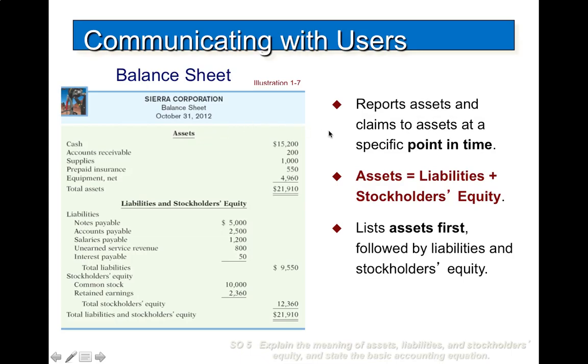The balance sheet also shows that assets equal liabilities plus stockholders' equity. We list our assets first, then the liabilities and stockholders' equity. Notice common stock and retained earnings are in our stockholders' equity. Again, something very important for you to remember is that assets always equal liabilities plus owner's equity.